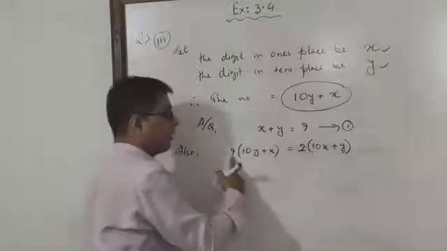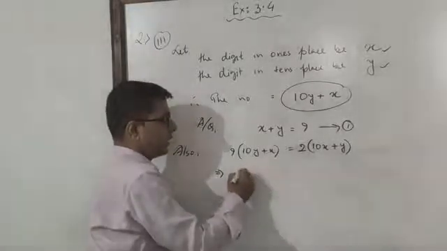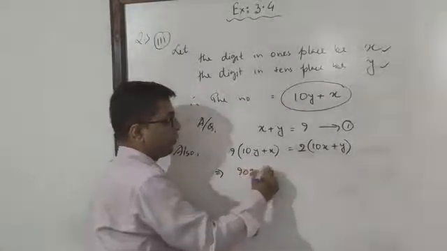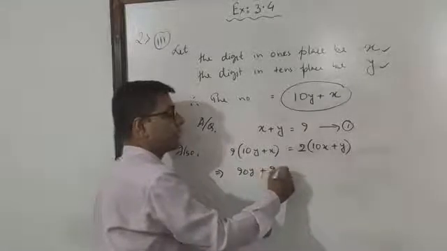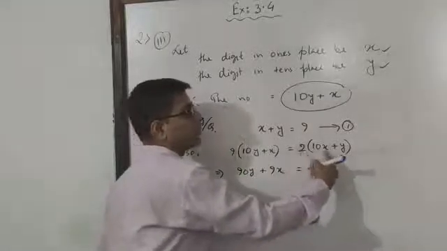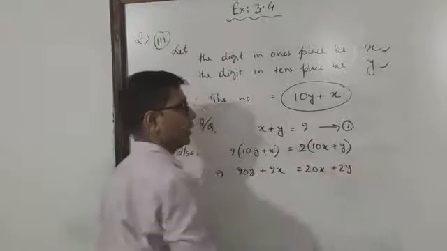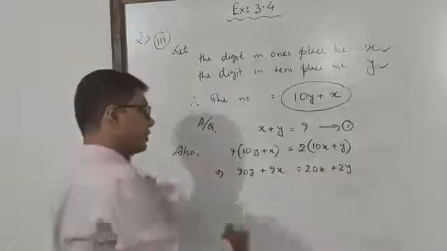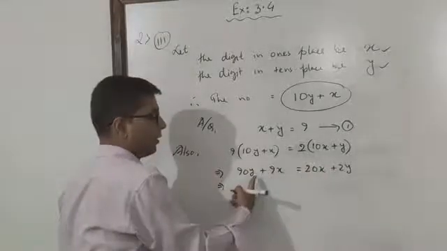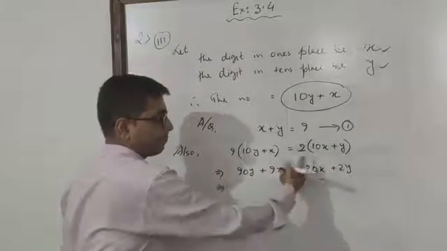Now let us multiply 9 times of 10y, that is 90y, plus 9 times of x is 9x. 2 times of 10x is 20x plus 2y. Clear? Now let us bring all these to one side. Then 9x minus 20x.